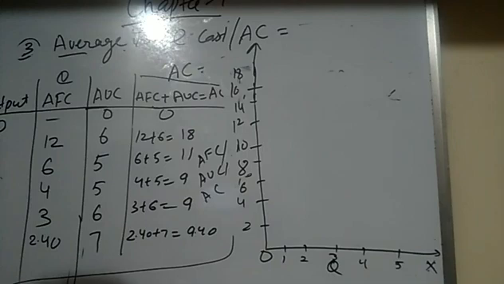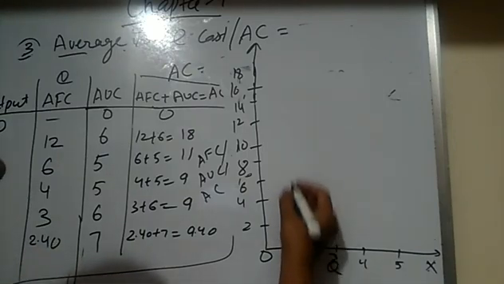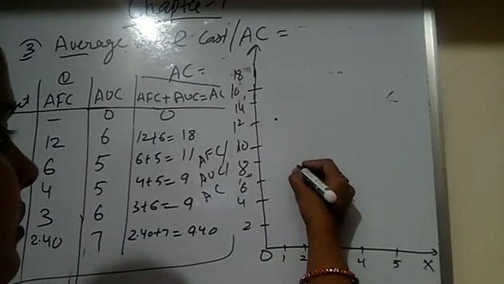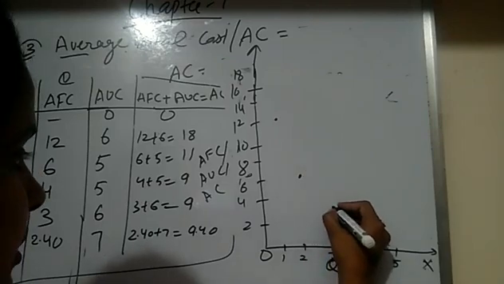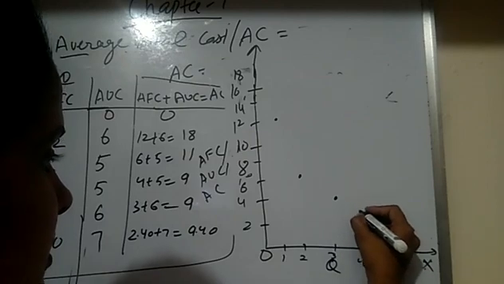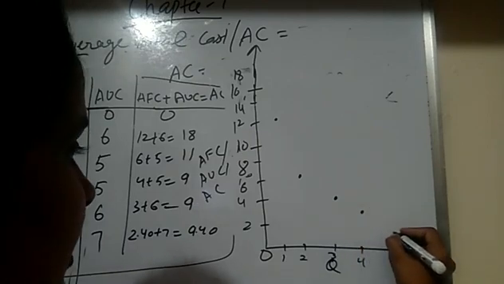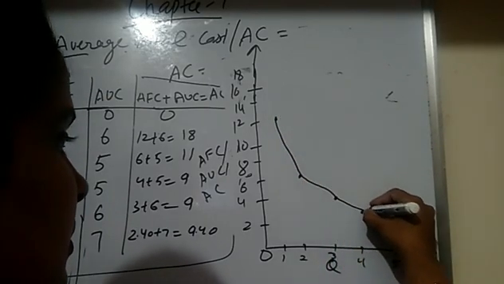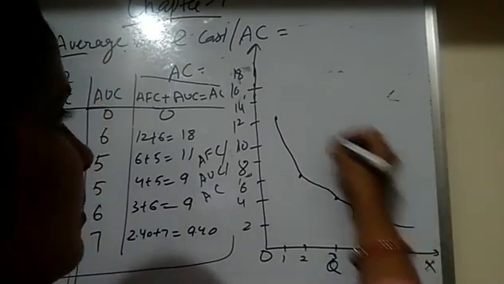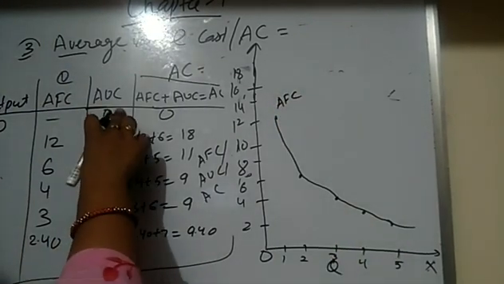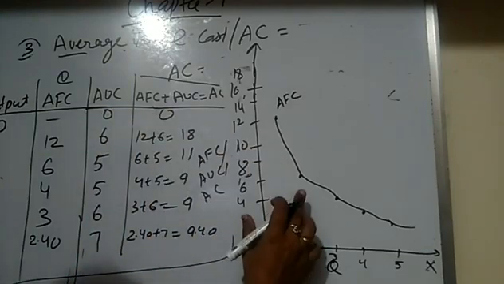When output is 1, average fixed cost is, first we consider average fixed cost, 12. After that it is 6. It is 6. After that it is 4. On 3 output units it is 4. After that it is 3. And after that it is 2.40. So this curve shows average fixed cost.